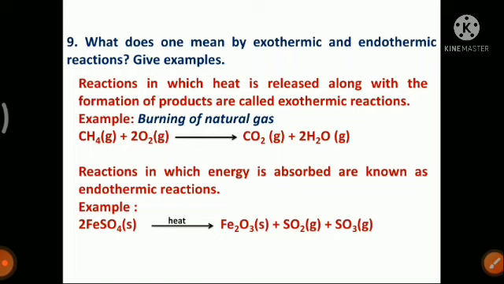Or we can also say that energy is supplied to the reaction, because for the reaction to take place, you have to supply energy in the form of light, or in the form of heat, or in the form of electricity. And the example can be any of the decomposition reactions. All decomposition reactions are examples of endothermic reaction. I have taken here the example of decomposition of ferrous sulfate to form ferrous oxide, sulfur dioxide, and sulfur trioxide.